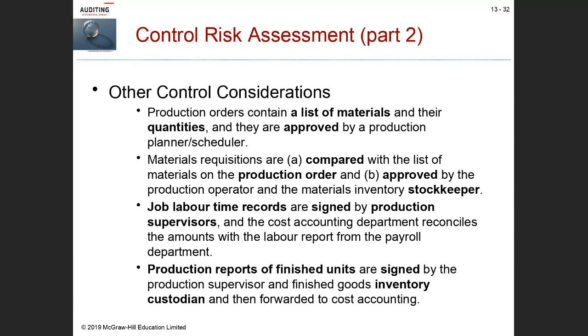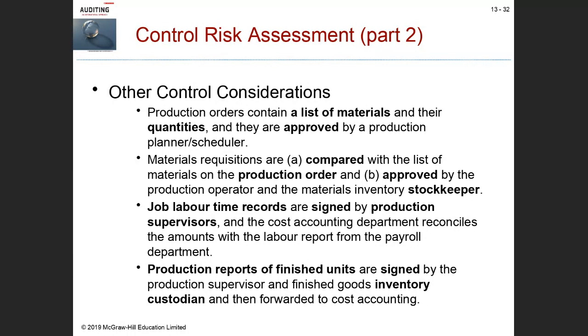The next point, when finished goods are actually complete, it says production reports of finished goods are signed by the production supervisor and the finished goods inventory custodian, and then forwarded to cost accounting. Right? How many units were produced? So when the units roll off the line, the actual production report for the day is going to say we produced 500 units today. Where did those 500 units go? They went into inventory. Right? So they went into a storage area, and the custodian over the inventory is going to actually sign that they received 500 units from production.